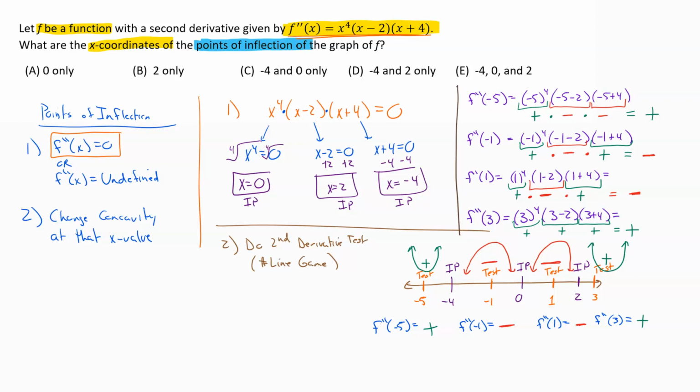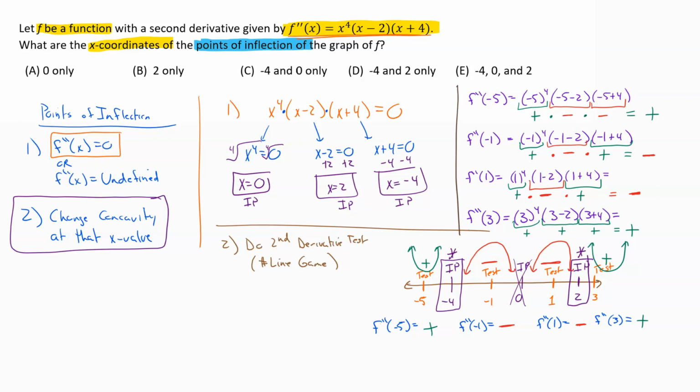I come back through and I need to review what I have now, because remember, what we're trying to do is make sure they fulfill the second part of this, which is they also need to be a place where this changes concavity. So it changes concavity. It goes from positive to negative at -4, so that's going to be an inflection point for sure. At 0 here, it goes from negative to negative, so that's actually not changing concavity, so that one's going to get thrown out. And then as I go from 1 over to 3, as I go through the second inflection point, I change from negative to positive, so x equals 2 is also an inflection point.